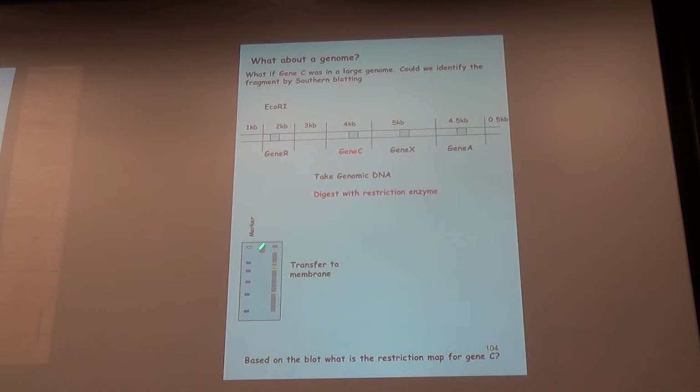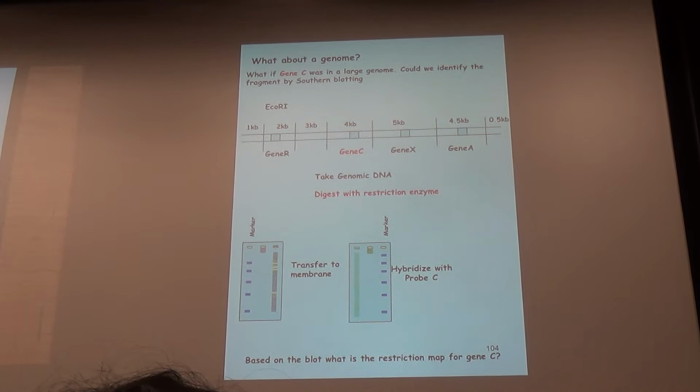Now you transfer this DNA to a membrane. So transfer it to the membrane. And then you hybridize it with a probe. So you have a probe that matches this gene. And now you get a band that matches and hybridizes like that. So out of this entire smear, one band will hybridize. And you will see it. And then based on this marker, you'll be able to say that this band is 4,000 base long. Now you have a map of that fragment of DNA from your genomic DNA.